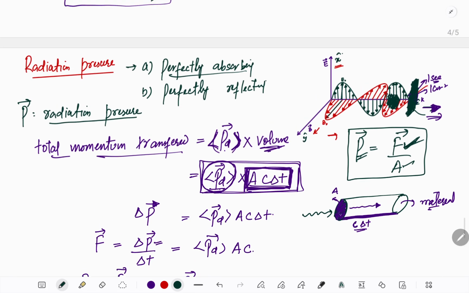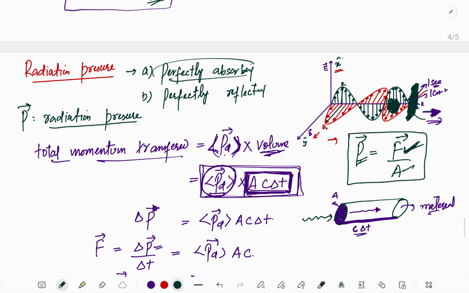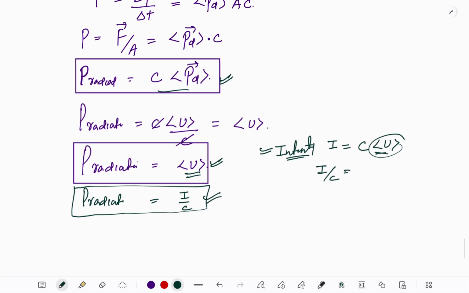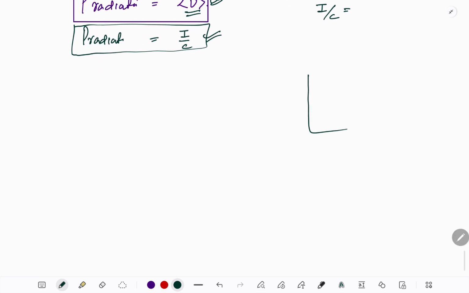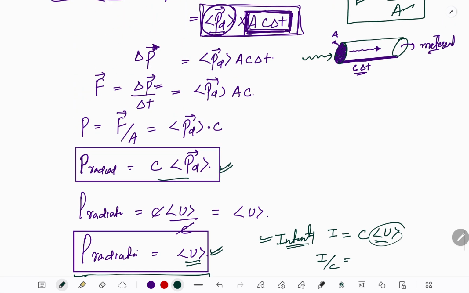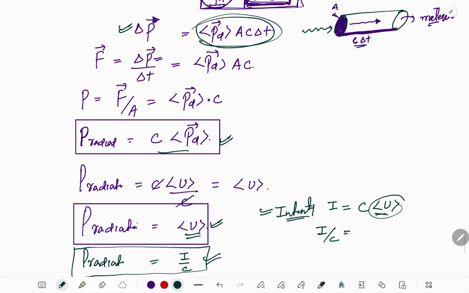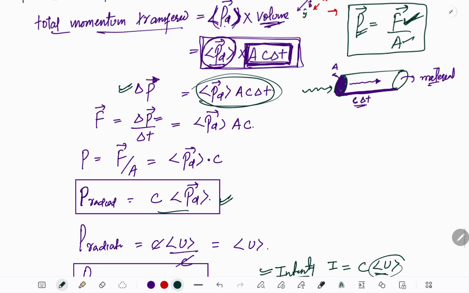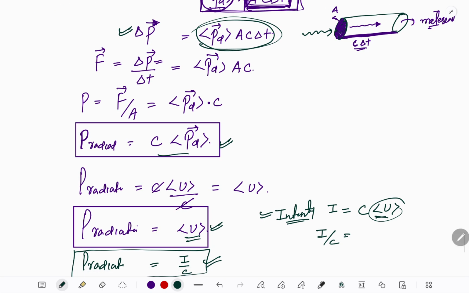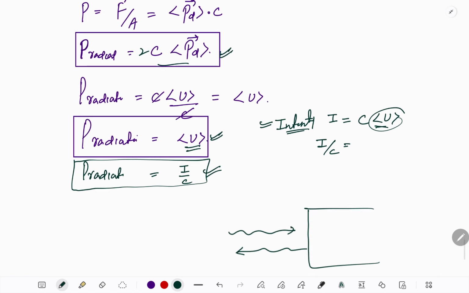So this is for the perfectly absorbing surface. For the perfectly reflecting surface, if this is a perfectly reflecting surface, the electromagnetic wave comes and the electromagnetic wave goes. So the change in momentum here will be 2 times this. So 2 will be there always.